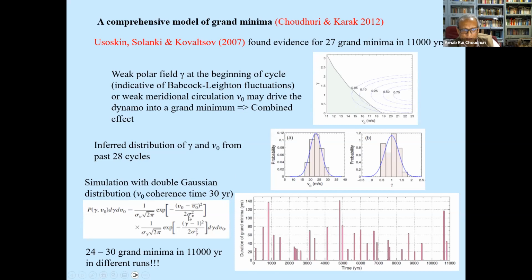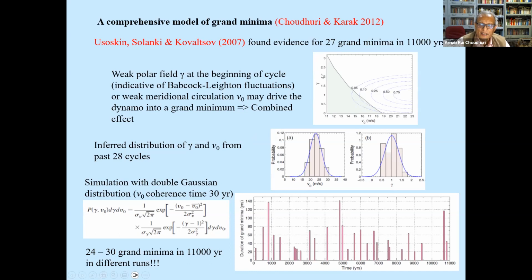And by using this kind of a double Gaussian probability distribution of these quantities, we made several runs of our flux transport dynamo code. And here are the results of one run. So in this one run, I show where these grand minima are found, and these heights here indicate the durations of their grand minima. And in our various runs, we found that in 11,000 years, we were getting something in the range of between 24 and 30 grand minima, which compares very well with this observational data of 27 grand minima.